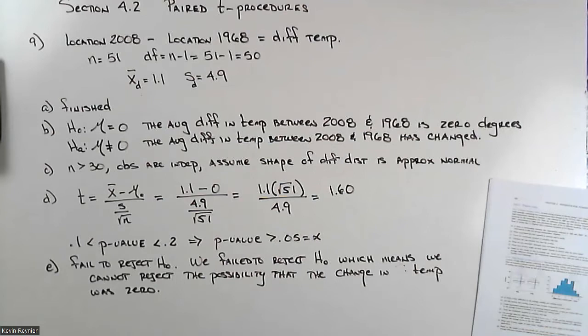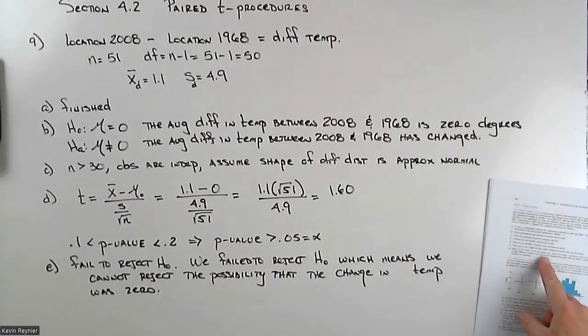Explaining in context what this error means: we failed to reject H naught. So we failed to reject the possibility that there was a change in temperature, when in reality, maybe there was a change in temperature, right? That would be our type 2 error.